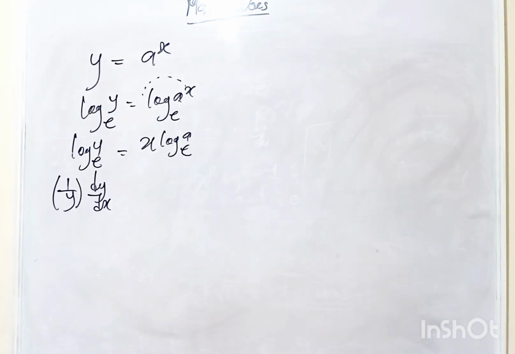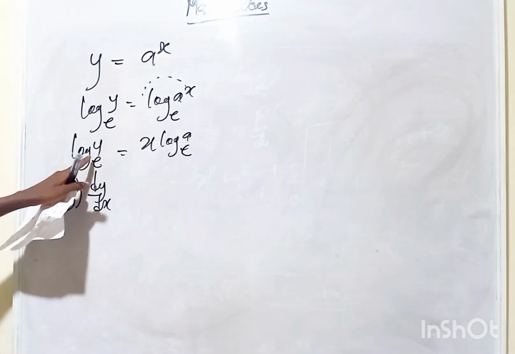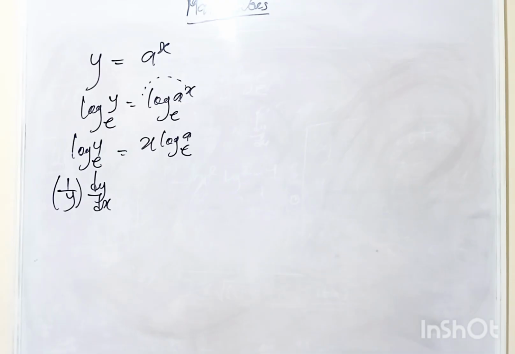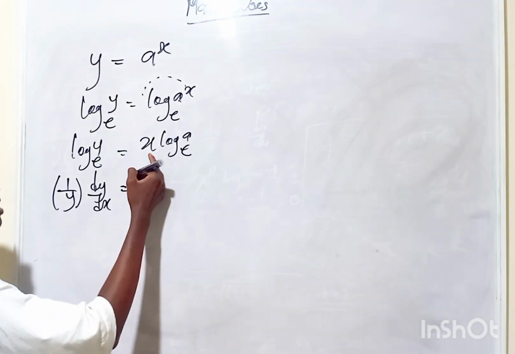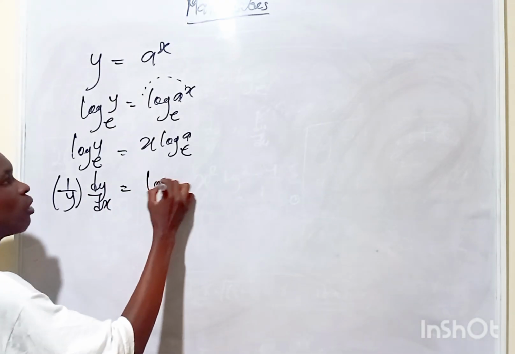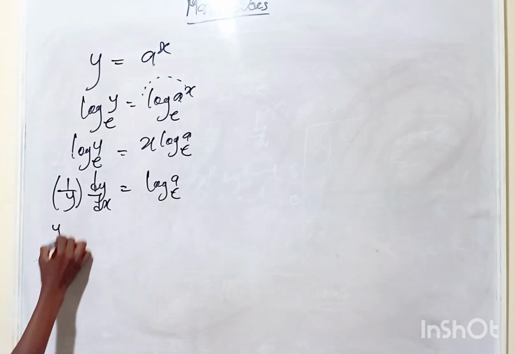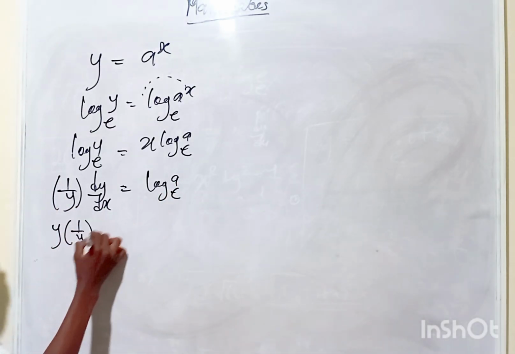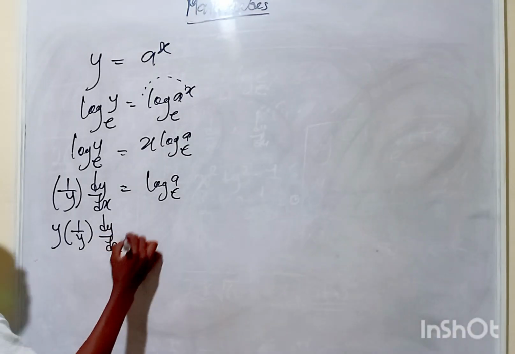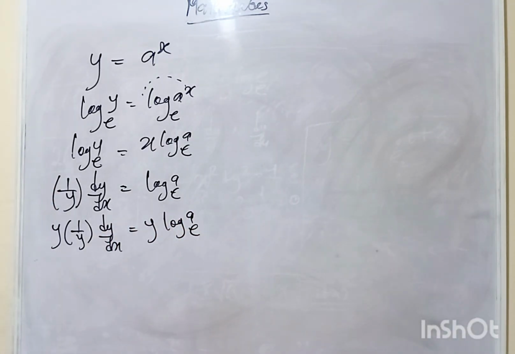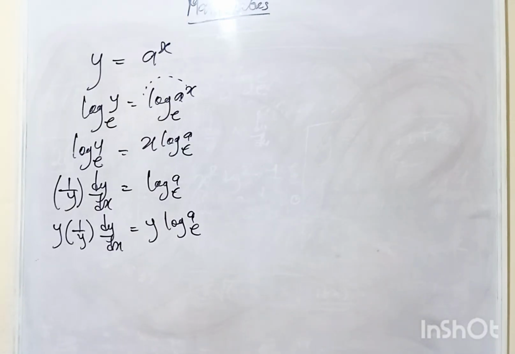All right, so let's go. From here we have log y base e. When we differentiate log y base e with respect to y, we have 1 over y, then you add the dy/dx. If you differentiate the right side, x is gone. We have only log a base e. So let's multiply y to both sides. If we multiply y to both sides, we have 1 over y times y, then dy/dx equals y log a base e.